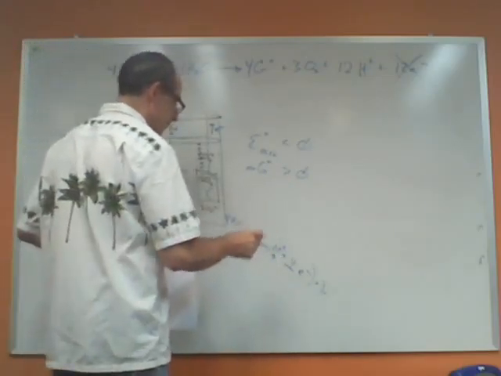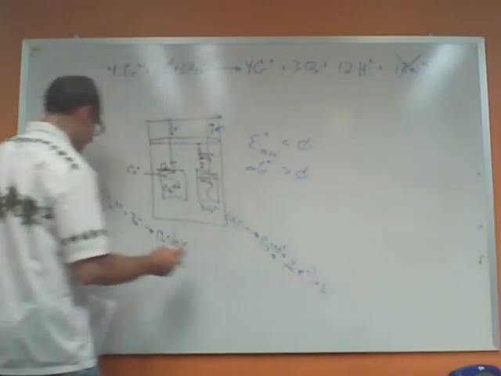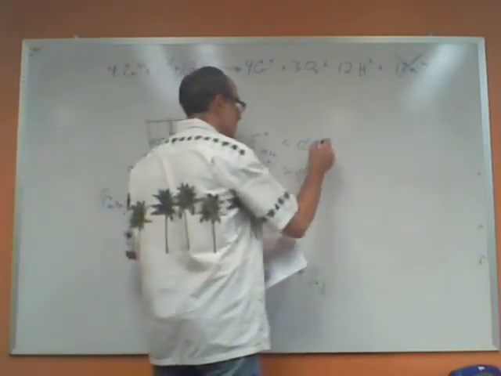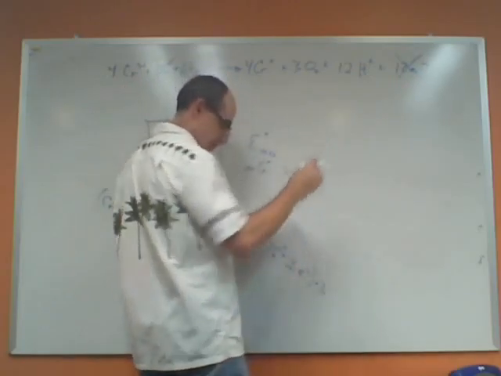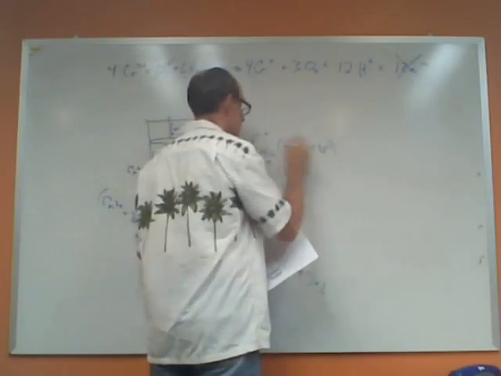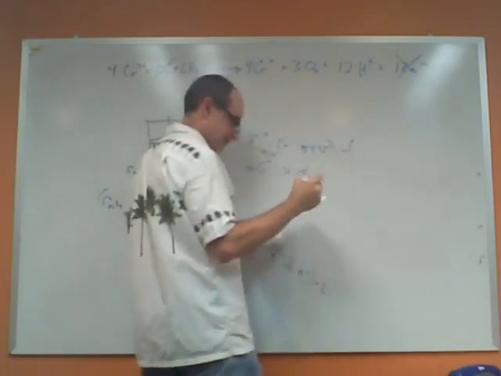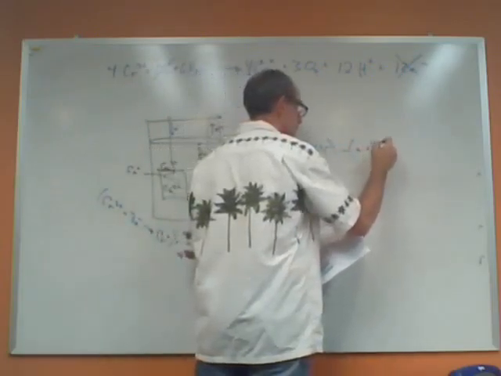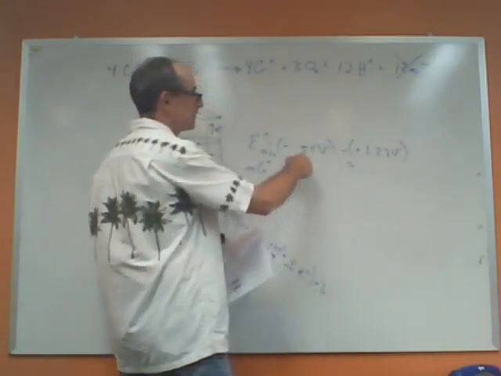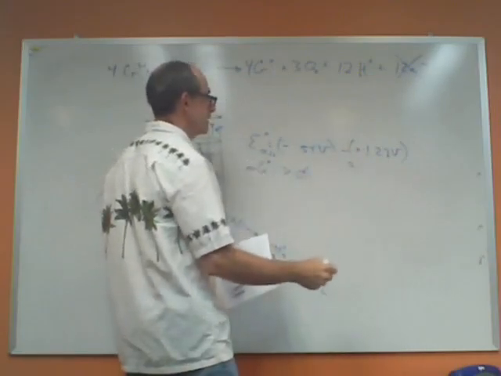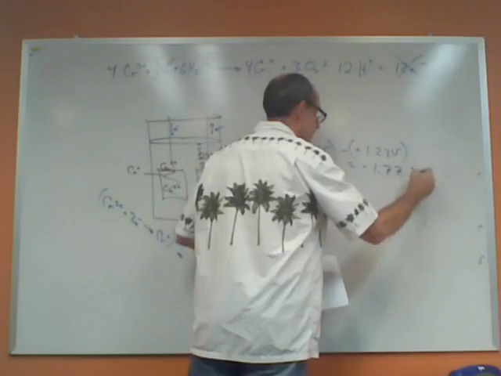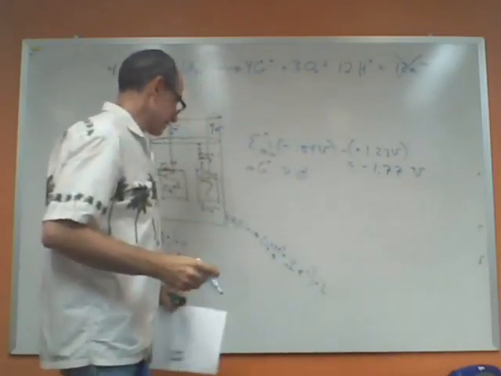So remember, you do not multiply potentials by these multipliers here because that's in joules per coulomb. So E cell would actually have a value here of negative 0.54 volts minus positive 1.23 volts. And let's see, 0.54 minus a positive would be negative 1.77 volts, if I did the arithmetic correctly.